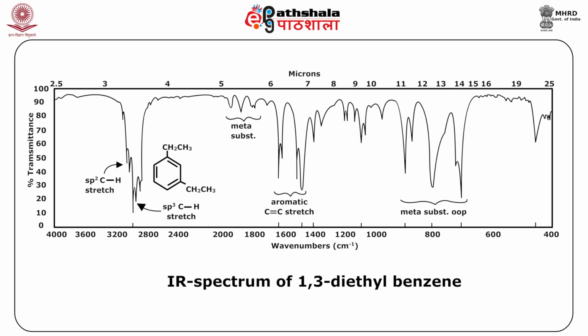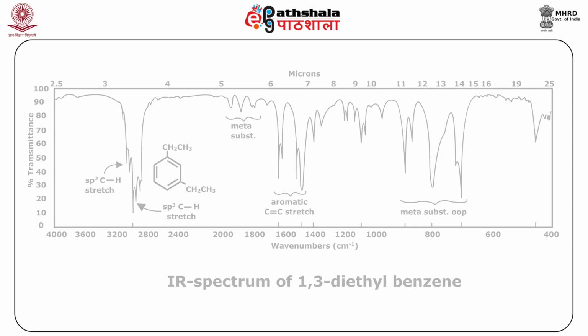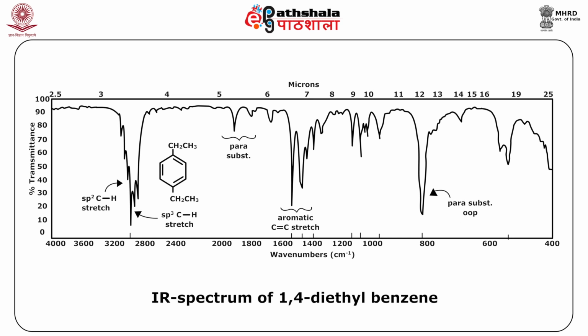1,3 di-substituted benzene rings give two absorption bands in the region 680 to 725 centimeter inverse and 750 to 810 centimeter inverse. Next, 1,4 di-substituted rings have only one strong absorption band in the region of 800 to 850 centimeter inverse.